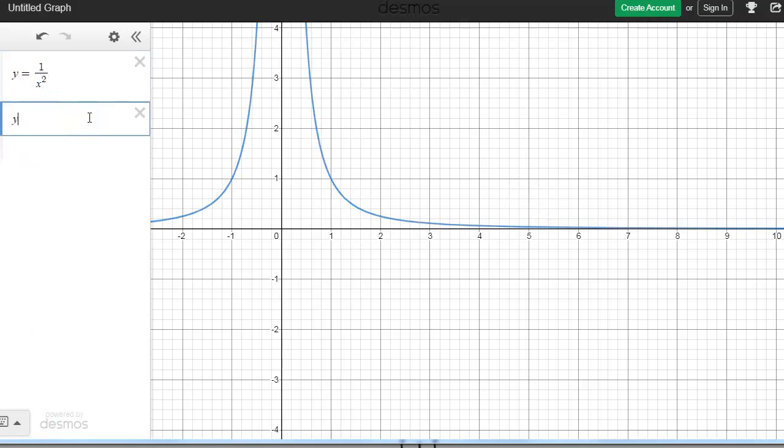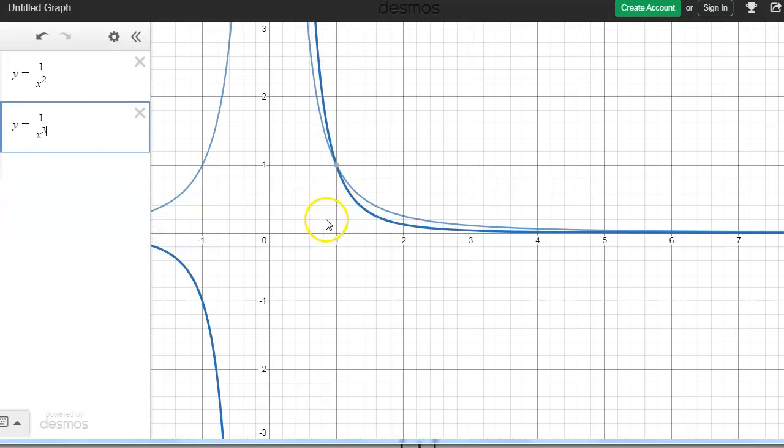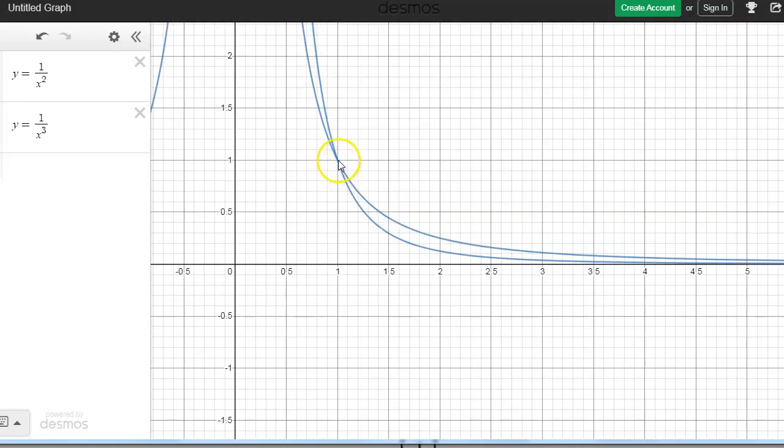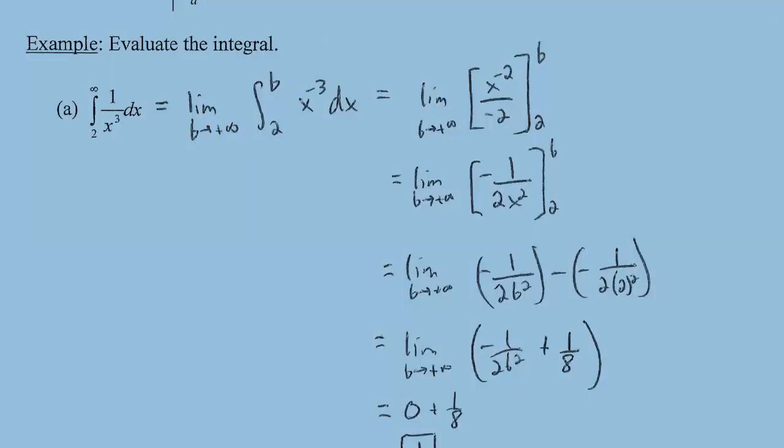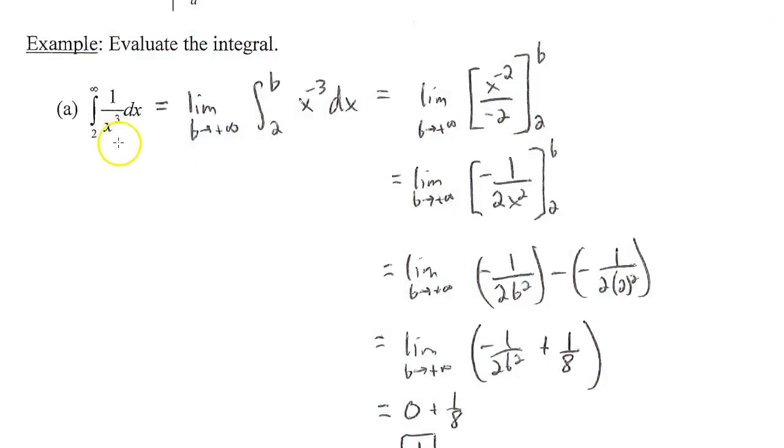By the way, what does y equals 1 over x cubed look like? Well, there it is. Notice they cross there at 1 comma 1. But 1 over x cubed looks like this. So what's the total area underneath this function from 2 to infinity? Well, we're going to integrate from 2 to b and let b approach infinity.